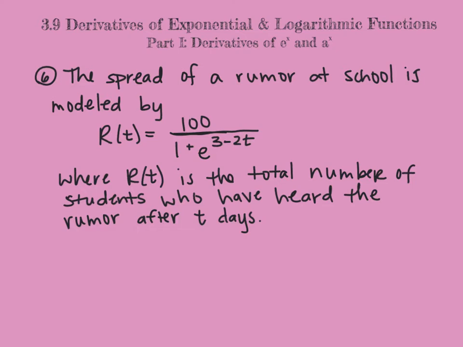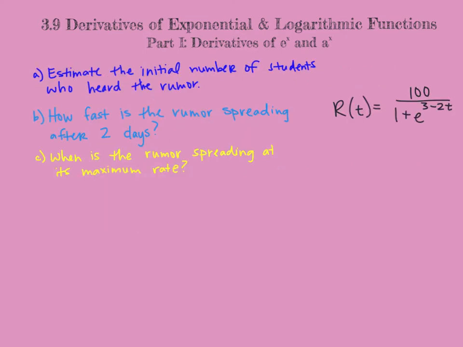In number 6, we have an application problem. The spread of a rumor at school is modeled by this function here, r of t, where r of t is the total number of students who have heard the rumor after t days. Okay, let's keep that in our brains and go to the questions. I rewrote what the function is, r of t. We want to first estimate the initial number of students who heard the rumor. So we'll first work on part A down here.